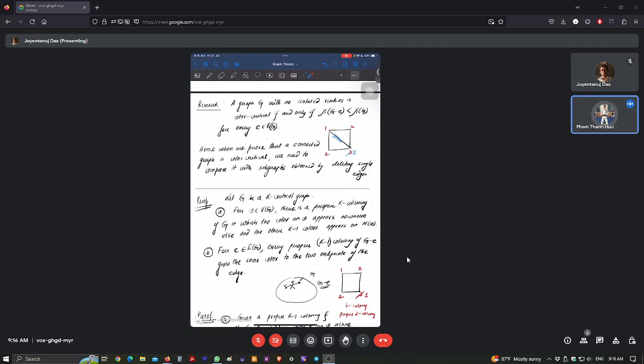The connected graph should not have isolated vertices. Here we don't have any isolated vertex.